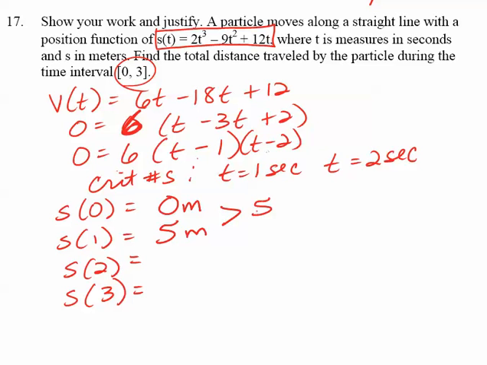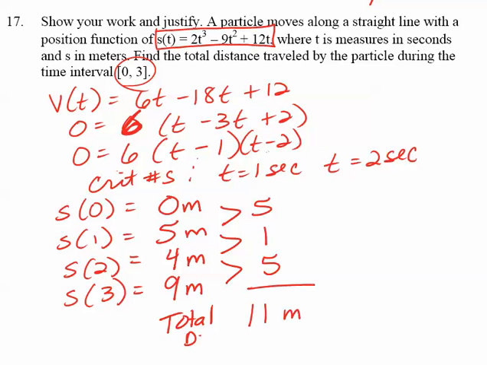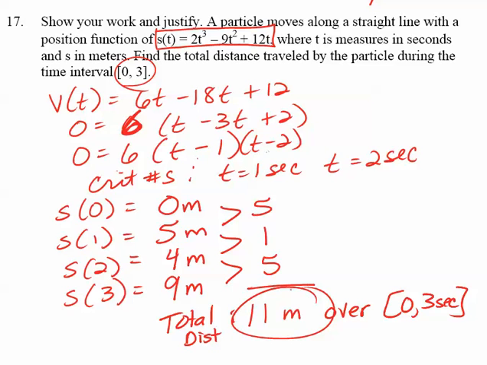So now we've covered a distance of 5. And when we put 2 in for the time, we will be at 4 meters. So it's traveled another 1 meter between those two. And at 3, we will be at 9 meters. So we've traveled another 5 meters. So our total distance traveled is 11 meters over the interval from 0 to 3 seconds. And that should do it.